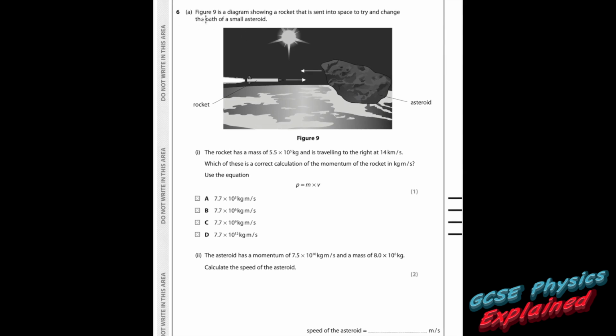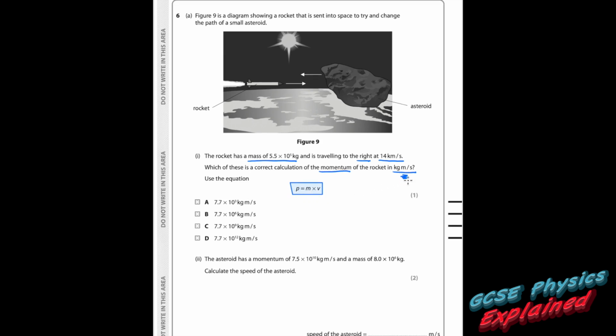Question 6a. Figure 9 is a diagram showing a rocket that is sent into space to try and change the path of a small asteroid. So firing the rocket at the asteroid. The rocket has got a mass of that many kilograms and it's travelling to the right at 14 kilometers per second. Which of these is a correct calculation of the momentum of the rocket in kilograms meters per second? And they even give you the equation. So just take the mass and multiply it by the velocity.